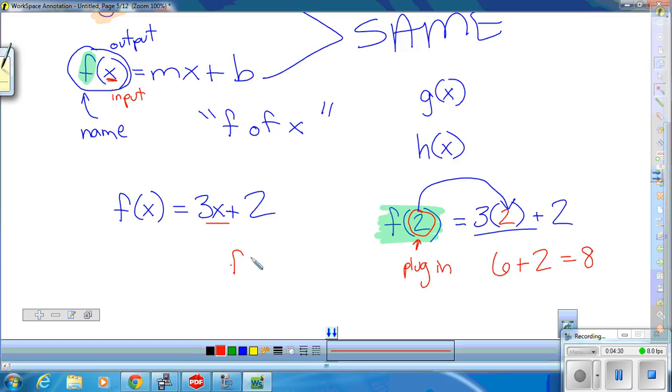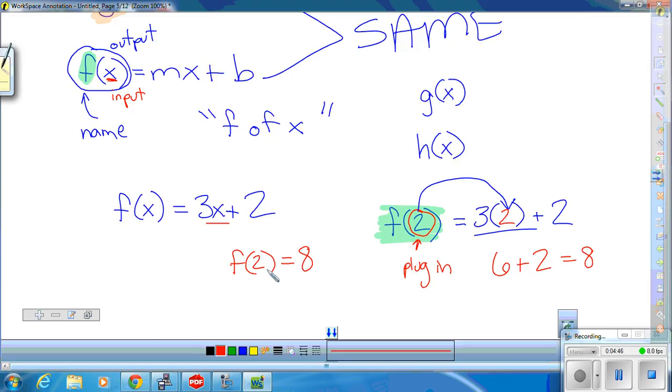So f of 2 is equal to 8. I plugged in 2, input. I got out 8, output. Input, output. I'm going to say input and output a lot.